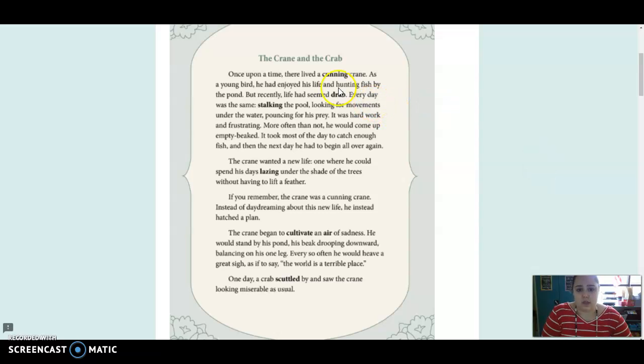Once upon a time, there lived a cunning crane. As a young bird, he had enjoyed his life and hunting fish by the pond. But recently, life had seemed drab. Every day was the same, stalking the pool, looking for movements under the water, pouncing for his prey. It was hard work and frustrating. More often than not, he would come up empty-beaked. It took most of the day to catch enough fish, and then the next day he had to begin all over again. The crane wanted a new life, one where he could spend his days lazing under the shade of the trees without having to lift a feather.